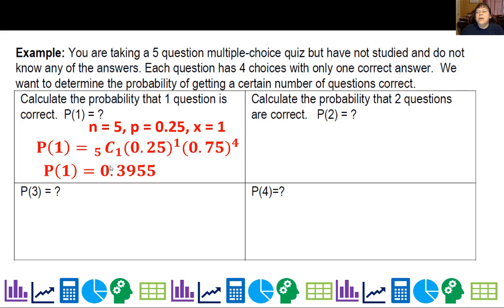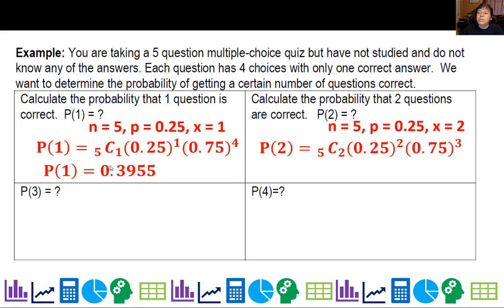Now let's do 2 questions correct. So the only thing changing is X is now 2. And then I substitute in my formula. And of course, the exponents, don't get me wrong, this is not the only thing changing in the probability formula. These exponents are also changing because I need 2 correct. And there was only a 0.25 chance of doing that. And I had 3 incorrect. And this just tells me the number of different ways I can get 2 correct.